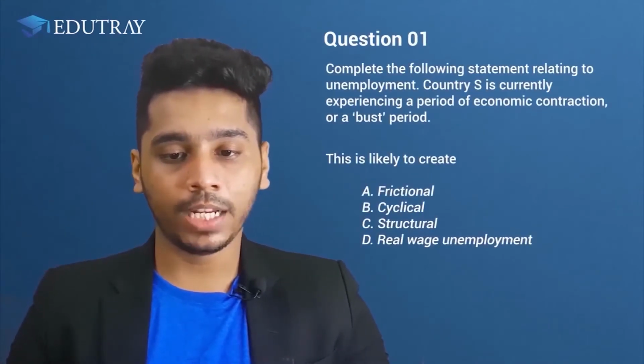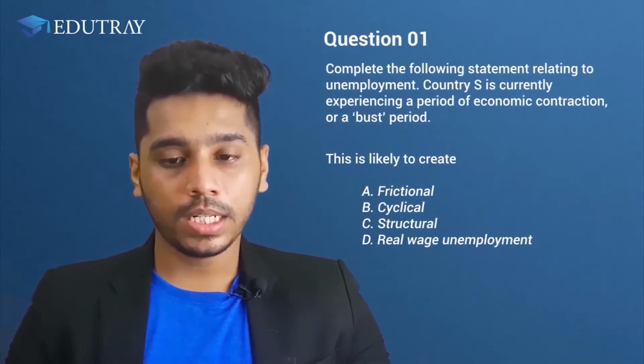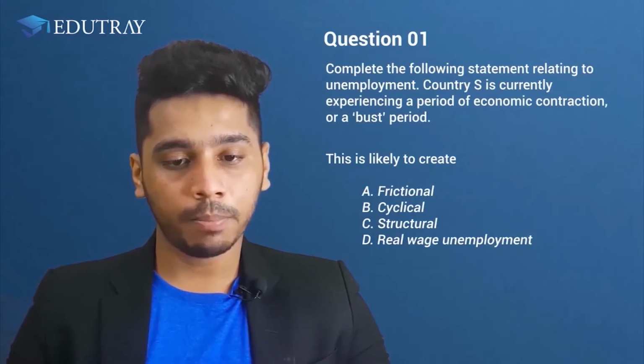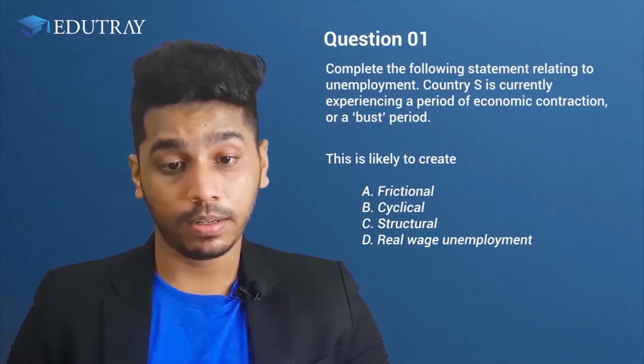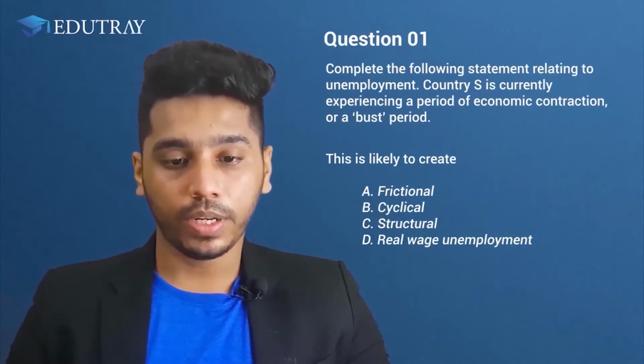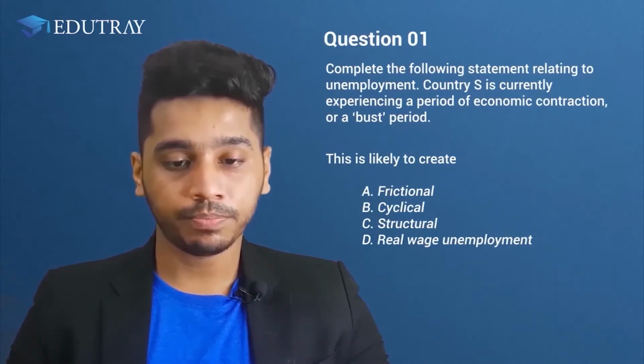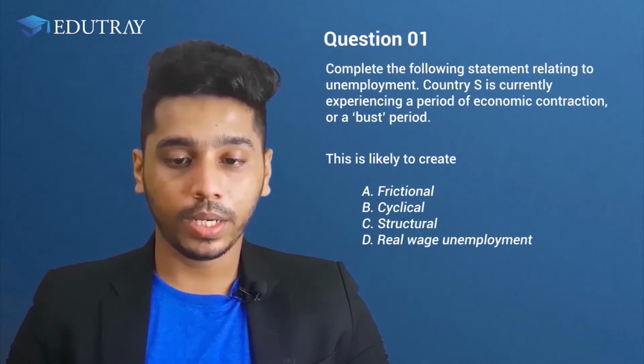Question number 1. Complete the following statement relating to unemployment. Country S is currently experiencing a period of economic contraction or a bust period. This is likely to create frictional, cyclical, structural, real wage unemployment.